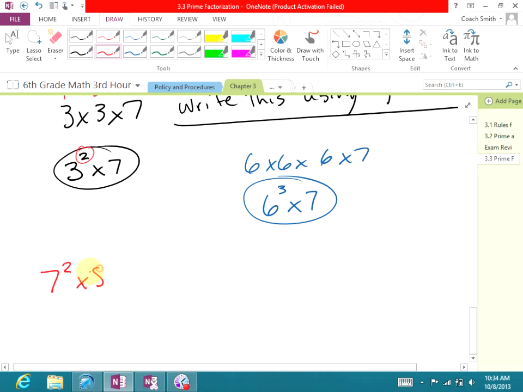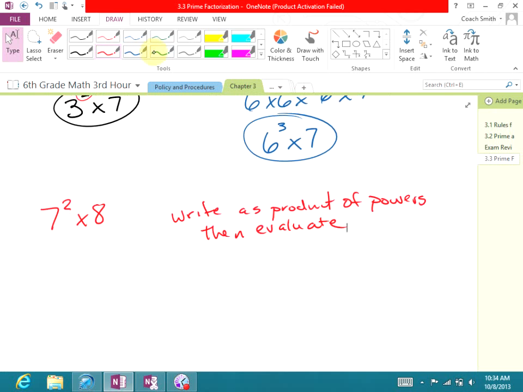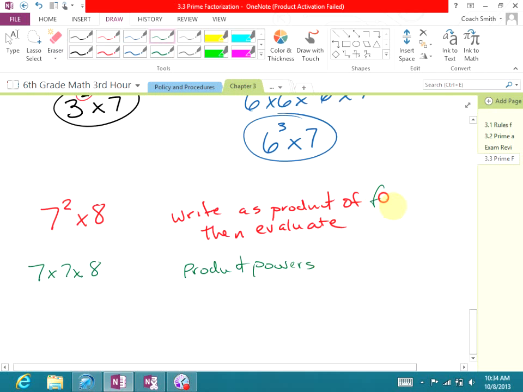7 to the second times 8. It says, write as a product of powers, then evaluate. So, the first step, a product of powers, means this, 7 times 7 times 8. Product of factors, excuse me, that should say factors. That should say factors, not powers.